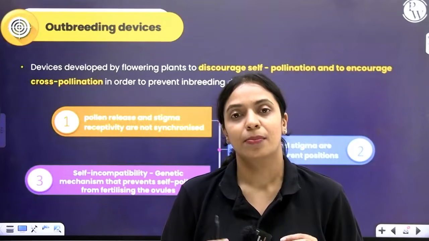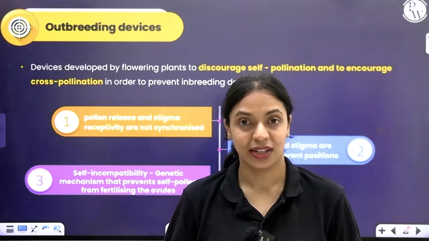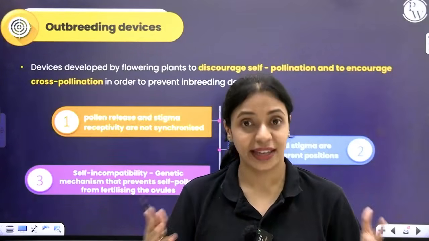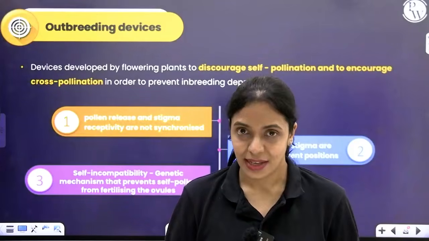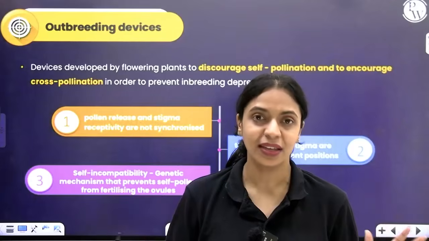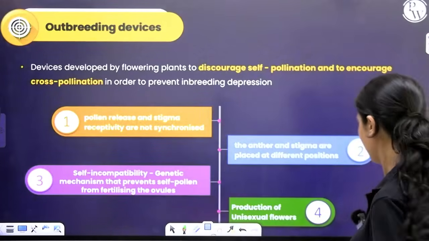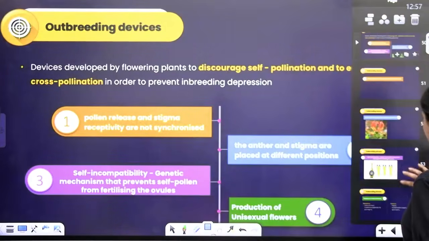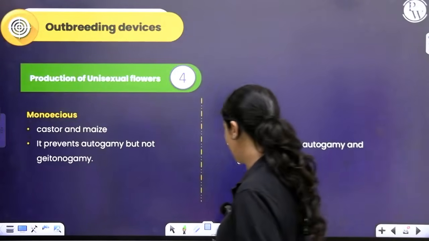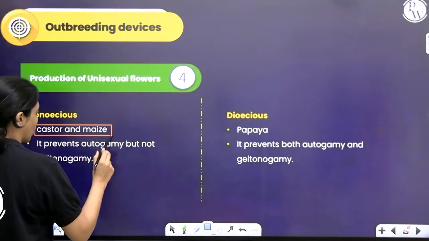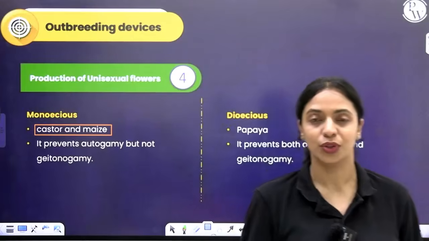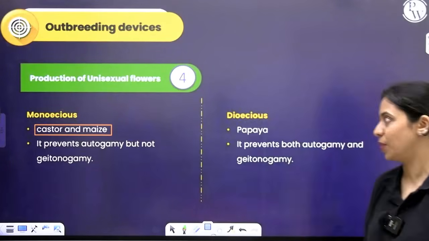But in case of papaya, you can see how there is a separate male plant, separate female plant. In such cases, when the plants are dioecious and they produce unisexual flowers, autogamy also cannot happen, geitonogamy also cannot happen, only xenogamy can happen. Alright, so you can see that here. If it is monoecious, as in the case of castor and maize, autogamy can be prevented, geitonogamy cannot. If it is dioecious, as in the case of papaya, both autogamy and geitonogamy can be prevented.